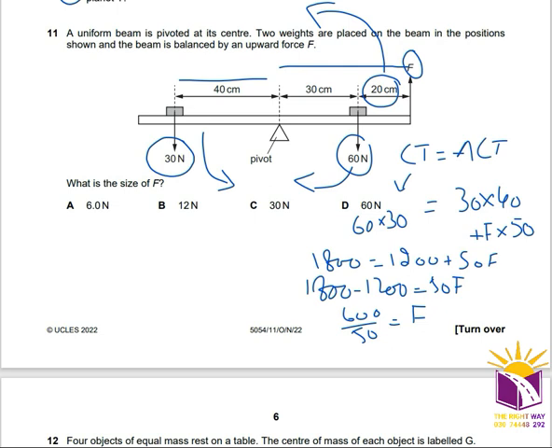18 minus 12 is 6. 600 divided by 50, we are going to get 0 cancelling out with 0. 5 times 12 is equal to 60. So our force will be 12 Newton.